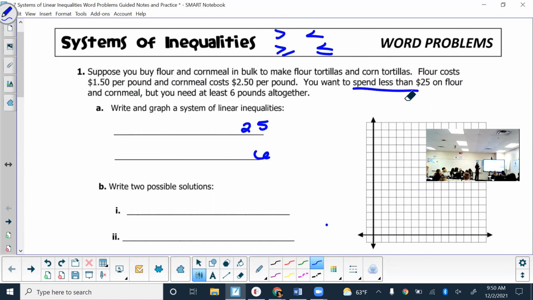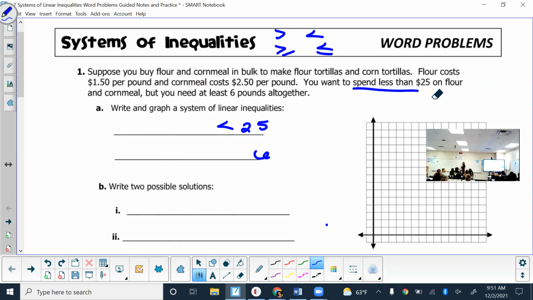You want to spend less than $25. So if what goes here is what I spend, can it be greater than 25? No. Can it be less than 25? Can it be exactly 25? No, because it says you want to spend less than $25. So that would be $24.99, but not 25. All right, so less than.